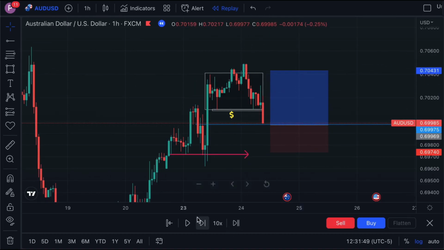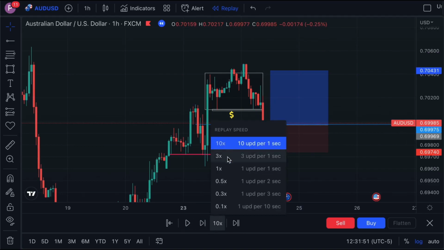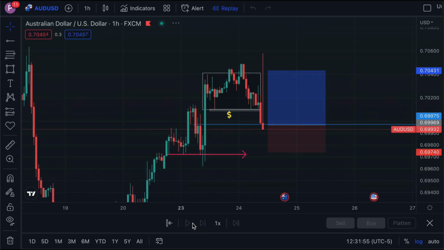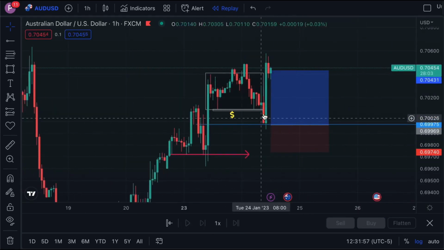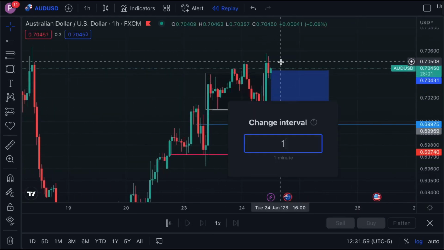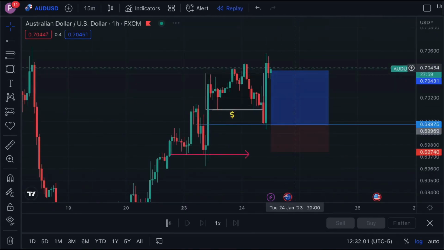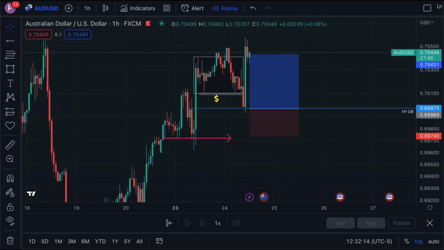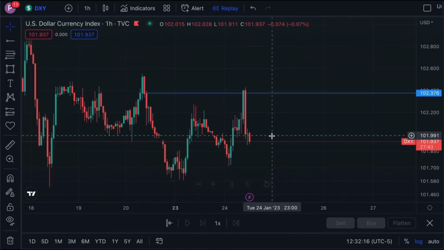And what ended up happening was we did end up perfectly hitting TP within one candle. So within one candle, you guys can see how clean this trade setup was. And this is just an example of how exactly I trade.